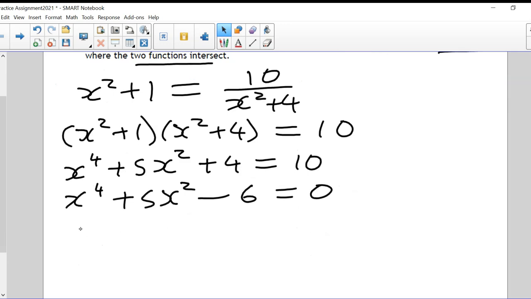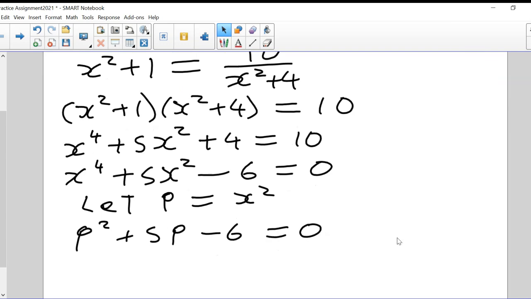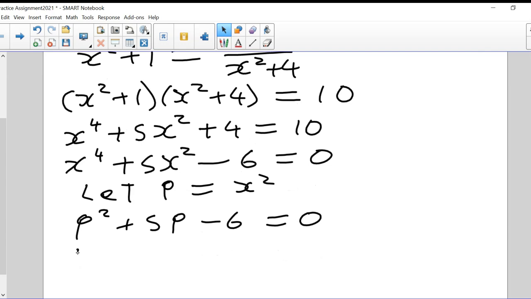And then we said we could let, I think we used y, we'll use p this time, it doesn't really matter. Let p equal x squared. So we turn this into p squared plus 5p minus 6 equals 0. It looks like a quadratic, which means we can factor it: p minus 1, p plus 6 equals 0.